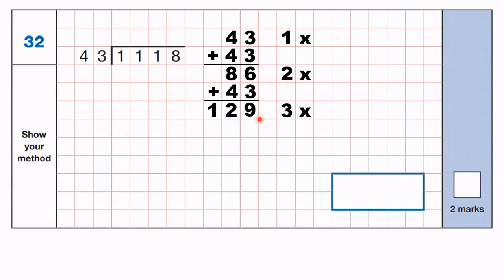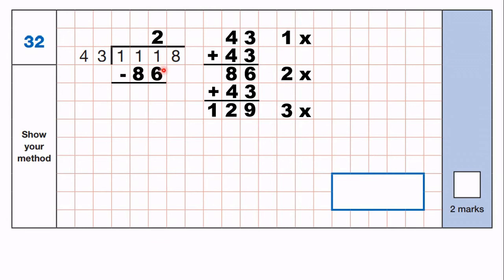Now, before we go any further, let's look back to our question. There's no point taking the first 2 digits together, because 11 is less than 43. But if we take the first 3 digits together, we have 111 divided by 43. We can see that 111 is more than 86, but less than 129. So we can write 86 under 111, and because that's 2 times 43, we can write 2 in our answer line. Now we need to subtract.